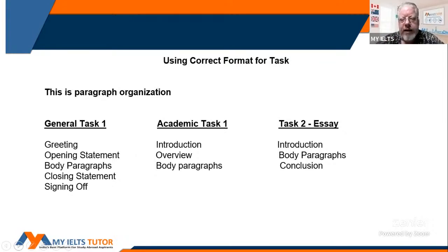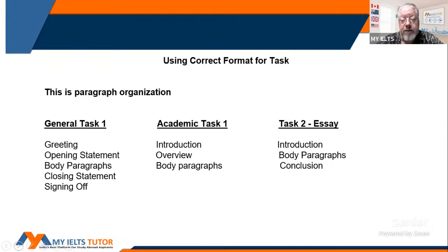We start with our greeting, then we have our opening statement, body paragraphs, where we talk about the bullet points. Then we have our closing statement, and then we sign off. Now, I'm not going to go into details about these because then it would just be too long. But again, I will go into depth on task one, for each task one, general and academic, later in different videos.